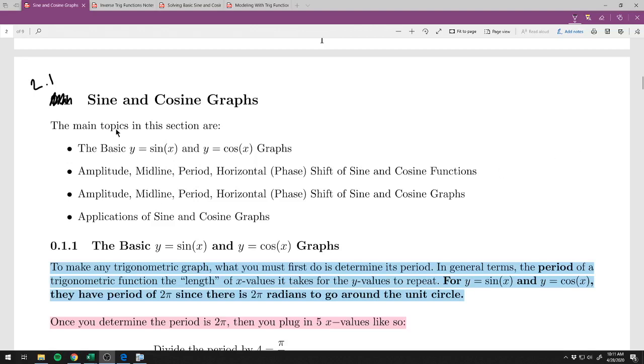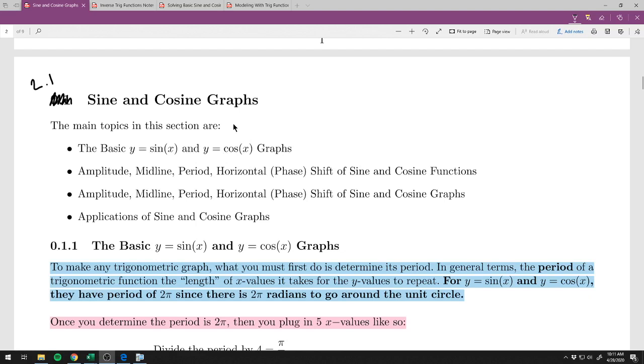This video will be going over section 2.1, the first section in unit 2. It is on the graphs of sine and cosine. The main topics in here, we'll start by the basic graphs of y equals sine of x and y equals cosine of x.